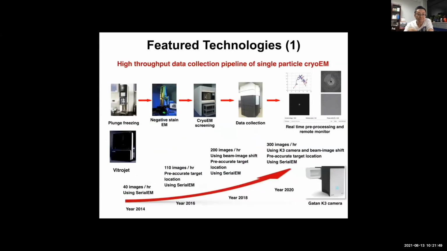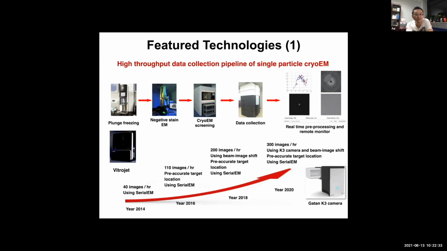In the following couple of slides, I would like to introduce some specific and featured technologies in our center. The first one is the cryo-EM data collection pipeline. We successfully built a high throughput cryo-EM data collection pipeline for single particle analysis, from sample preparation to grid screening, to high throughput data collection, real-time image processing and remote monitoring.